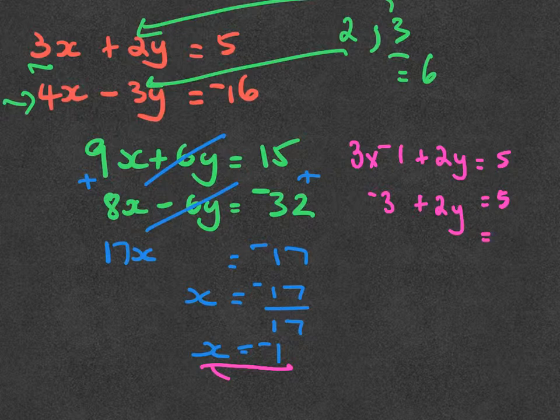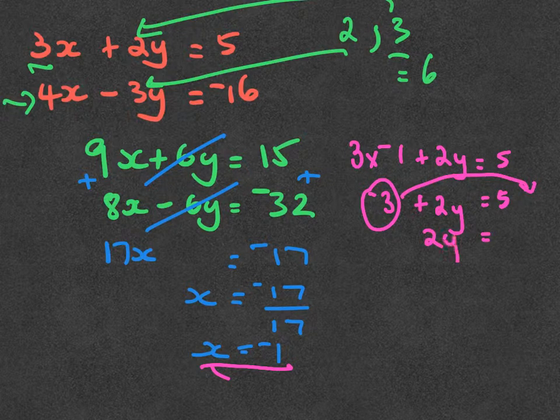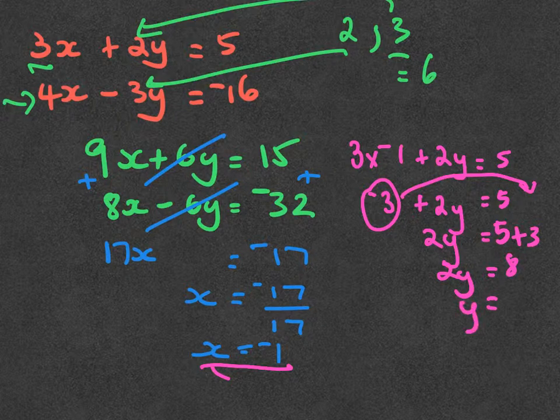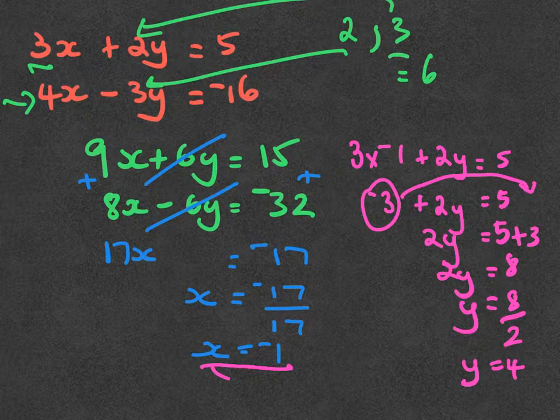We have to move this 3 over here. So now it'll be 2y equals 5 plus 3, which is 8. Then we go y, 8 divided by 2, y equals 4. So now we have our x value as negative 1 and our y value as 4.